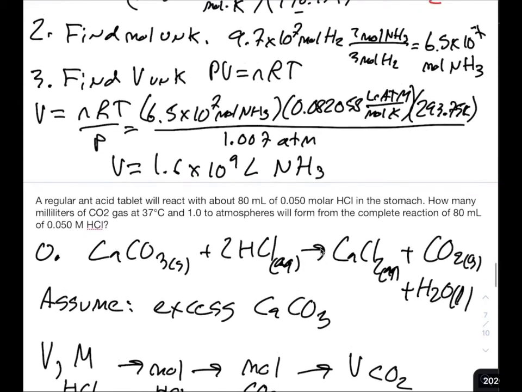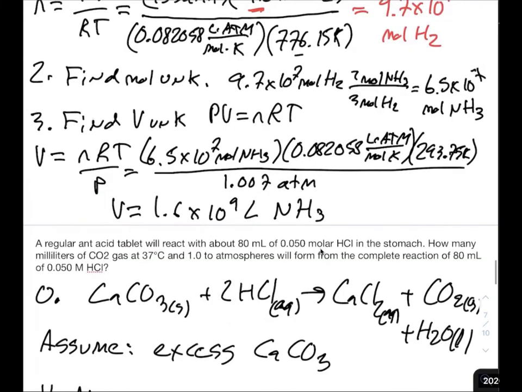So what I wanted to show here was mixed stoichiometry. In this problem, let's look at this one. This one's really interesting. A regular antacid tablet will react with about 80 milliliters of 0.05 molar HCl in the stomach. How many milliliters of CO2 gas at 37 degrees Celsius and 1 atmosphere will form from the complete reaction of 80 milliliters of 0.050 molar HCl?